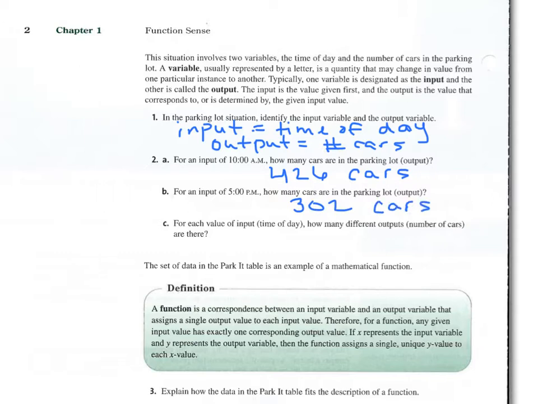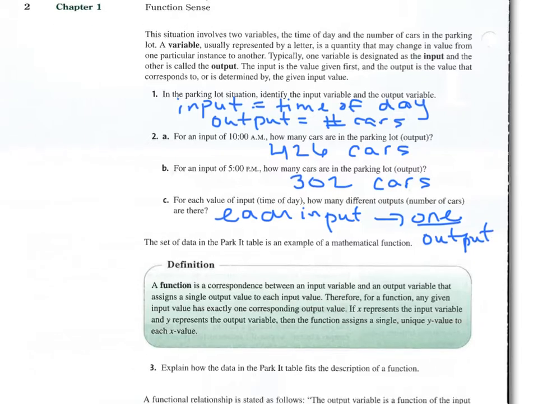For each value in the input, how many different outputs? When I look at that list of data that they give me, for each time of day, there's only one number of cars. It's not like at 8 o'clock there could be 212 cars or 150. For each input, there's one output. So each input, I'm going to use these arrows a lot, maps to one, and that one is important because that's when we're going to get into what a function is. That's what we need to figure out.